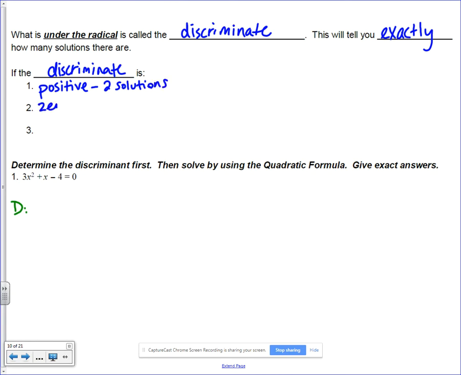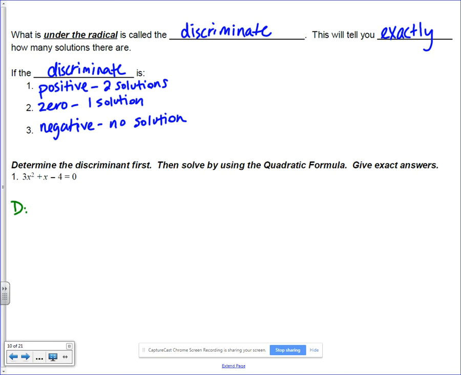If it's 0, it has how many? And if it's negative, because remember folks, the discriminant is under the square root. So if it's negative, you cannot take the square root of a negative number. And that's why there would be no solution if it's negative.